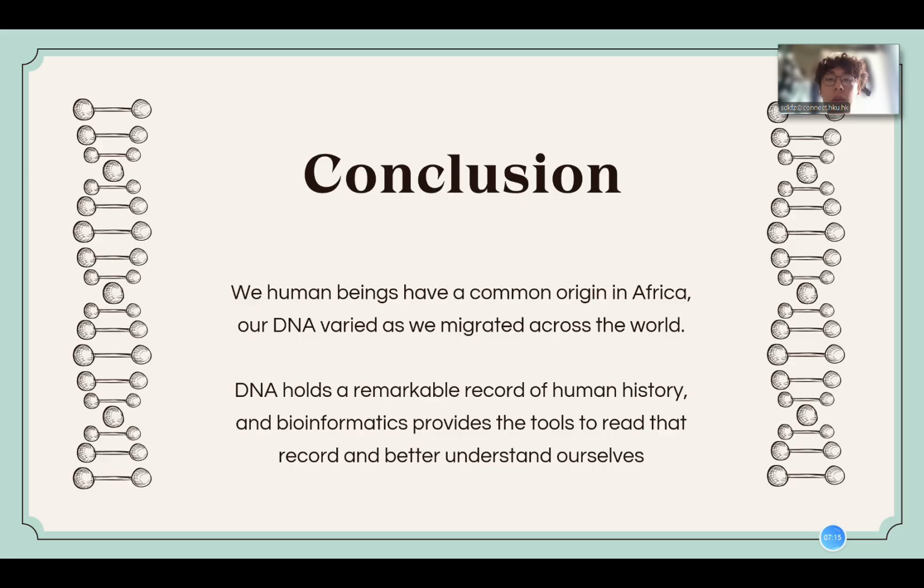So, in conclusion, we human beings have a very common origin in Africa, and our DNA varied as we migrated to different parts of the world. DNA holds a remarkable record of human history. Bioinformatics provides tools to read that record, clustering genomes, tracing migrations, and uncovering our connections with ancient humans. It gives us a new way to understand ourselves, not through written documents, but through the code written inside ourselves. That's all for my presentation.